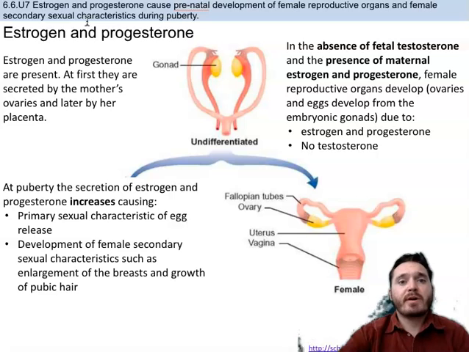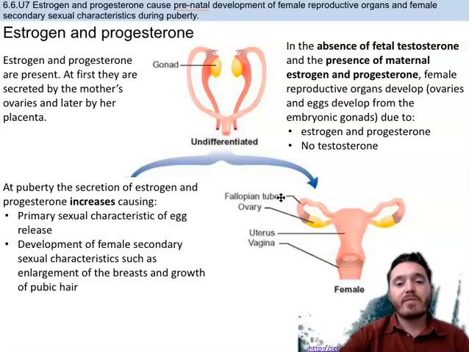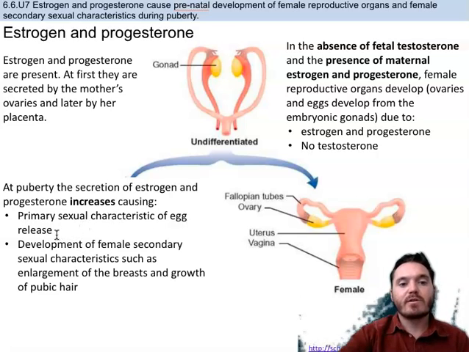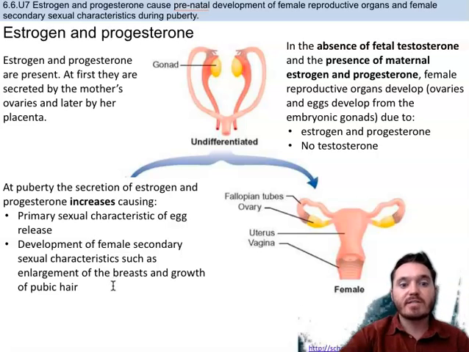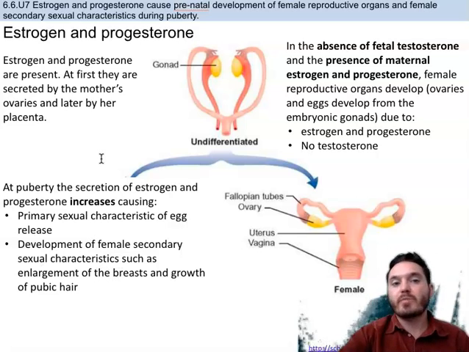The other way that sex determination can go is you become a female. And the way you become a female is if you do not have the SRY gene and you're not producing testosterone, but rather you're producing estrogen and progesterone. So the undifferentiated gonads turn into the female reproductive system. And this is where you have the primary sexual characteristic of egg release, also known as ovulation, and then later menstruation, and then development of female secondary sexual characteristics such as enlargement of the breasts and growth of pubic hair. So again, puberty, but in females.